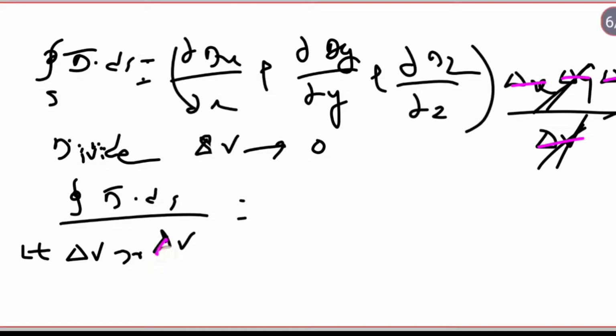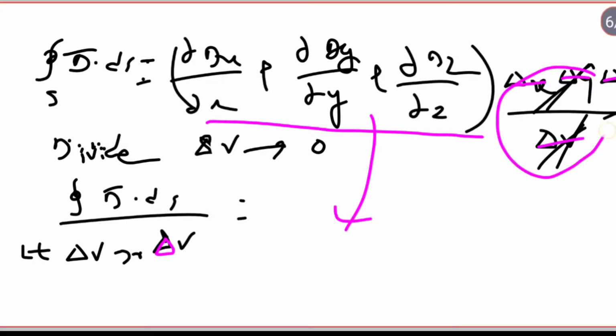That is, surface integral d dot ds by delta v, with limit delta v tends to 0, is given by dou dx by dou x plus the other terms, because everything else is already cancelled. If you apply the limit delta v tends to 0, d dot ds by delta v is known as divergence of d bar.